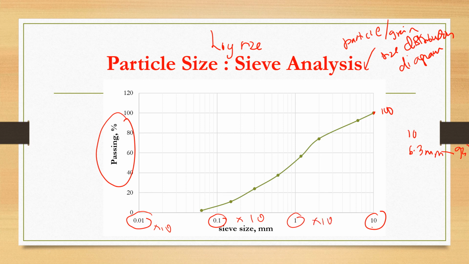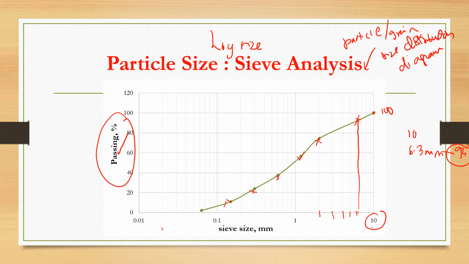So what you need to do, for example, if you want to find size 6.3, where is 6.3? This is 2, 3, 4, 5, 6. So see here, 6.3 is somewhere here, and for 6.3 size, about 93 percent passing. So here go down, it's 93, and followed with the rest.